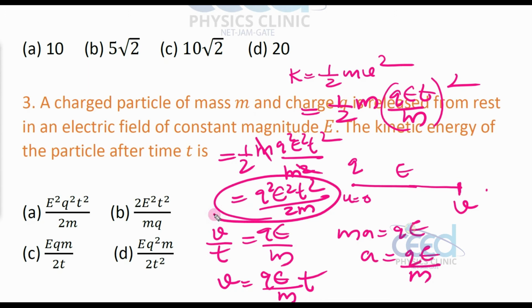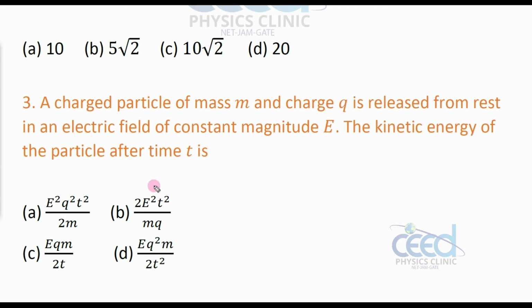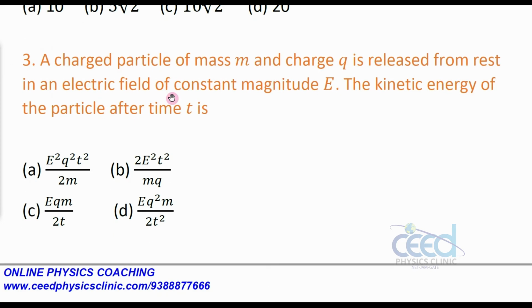So which of the following satisfy the same result? q square E square t square divided by 2m. So this will be the result. Now let us do another problem based on this.